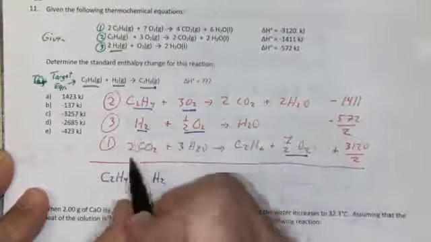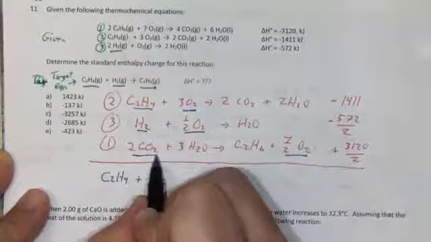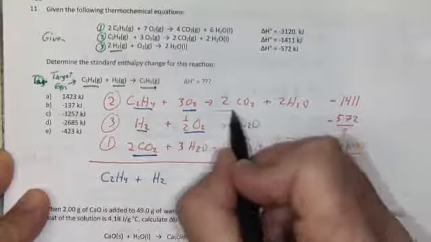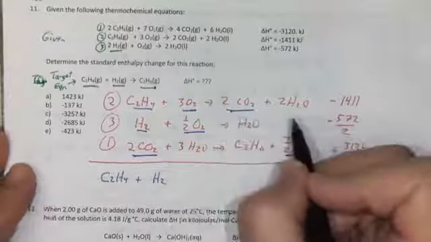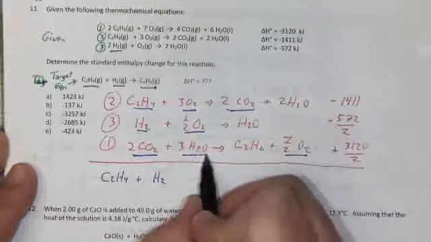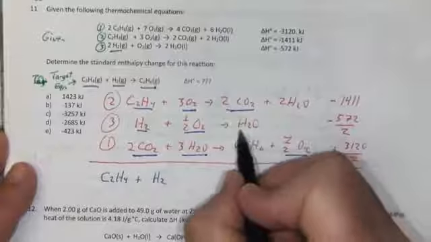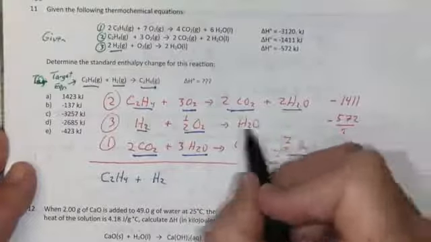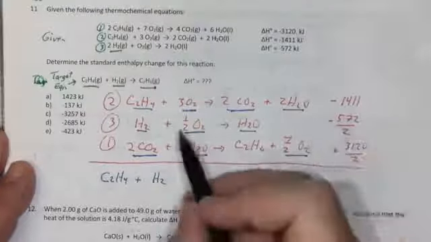Okay, so that's the H2. Next, I have 2 moles of carbon dioxide on the reactant side, but that cancels the 2 moles of carbon dioxide on the product side. I have 3 moles of water on the reactant side. That cancels 1 plus 2 is 3 moles of water on the product side, so the water cancels out.